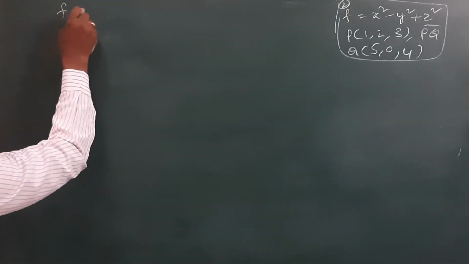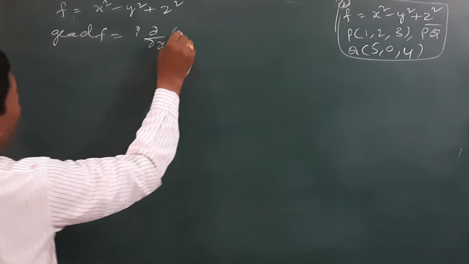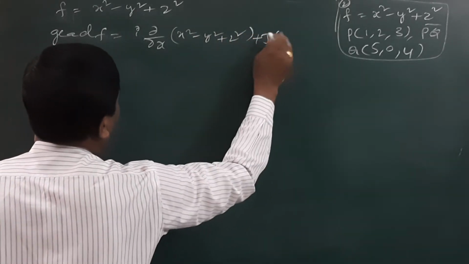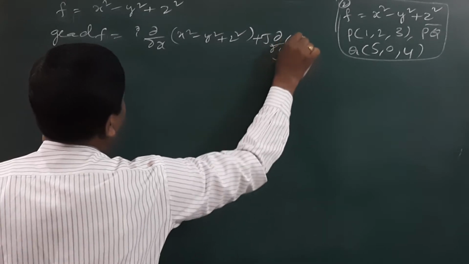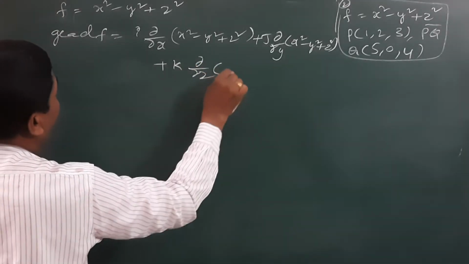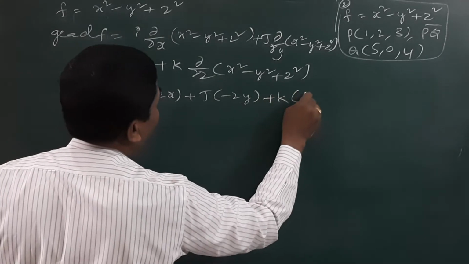Here f is equal to x square minus y square plus z square, and we need the gradient of f. Gradient f is equal to i dou by dou x of x square minus y square plus z square, plus j times dou by dou y of x square minus y square plus z square, plus k times dou by dou z of x square minus y square plus z square. Simply, i into this is 2x, because the rest of the two terms are constants. Another is plus j times minus 2y, plus k times 2z only.